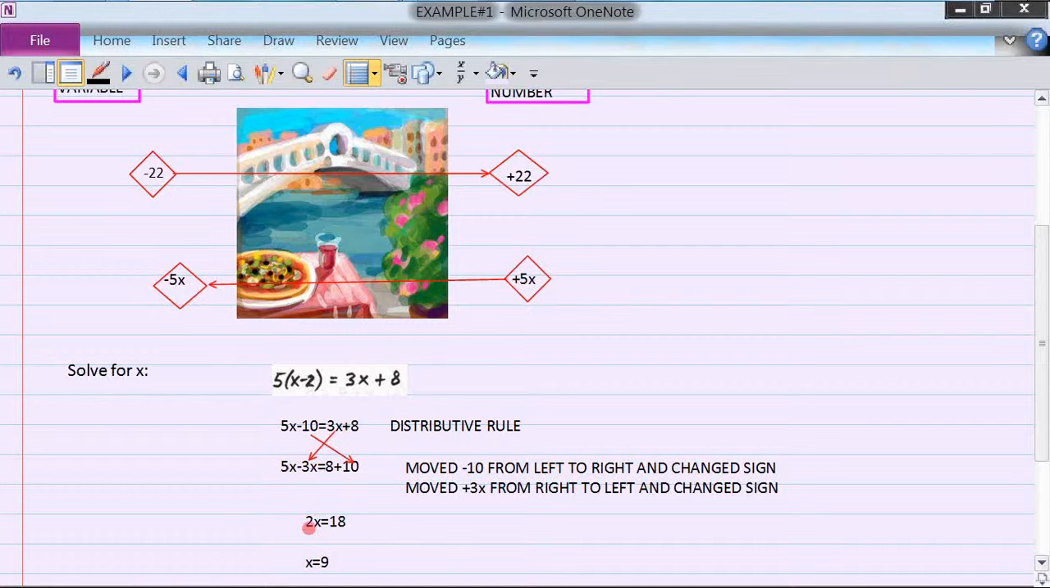5x minus 3x equals 2x. 8 plus 10 is 18. If I divide this by 2 and that by 2, I get the same answer.